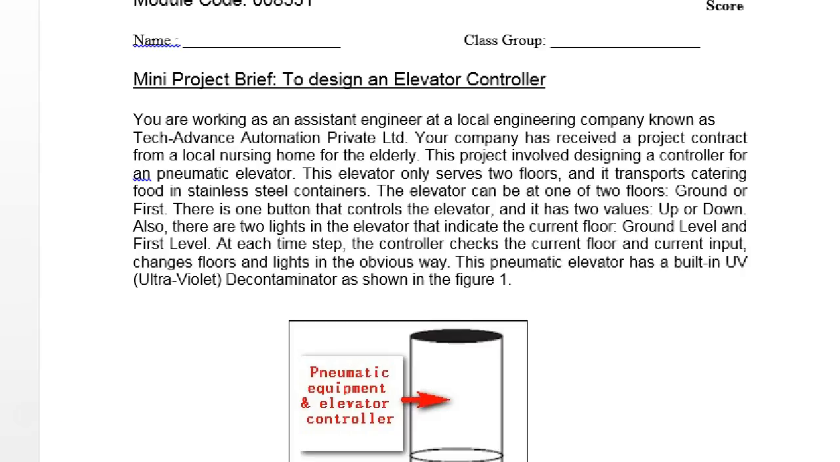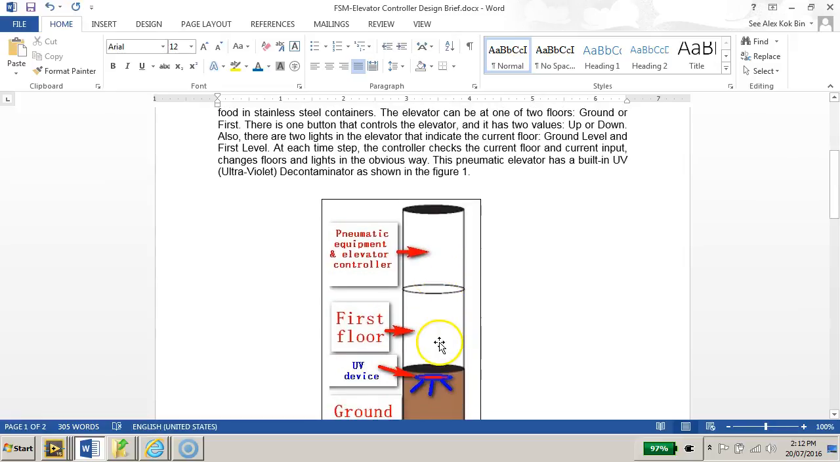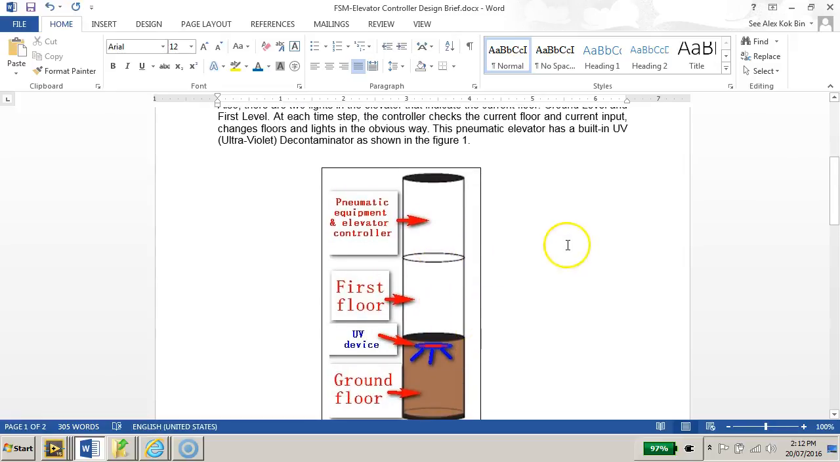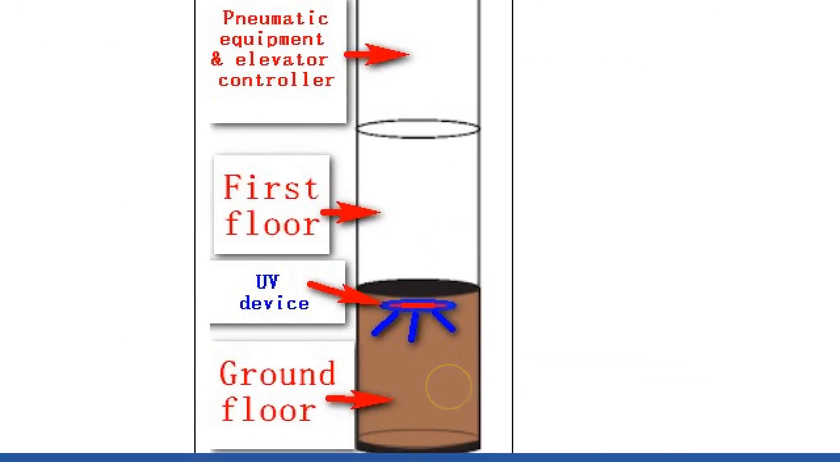And also depending on the input, it will change floor and the lights in a very obvious way, which later on you will see in the precise description of the running front panel program. So now also in this description, this pneumatic elevator has a built-in ultraviolet decontaminator, as you can see here. Okay, so it has a UV device.